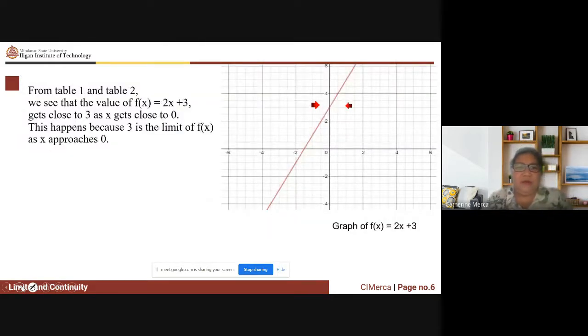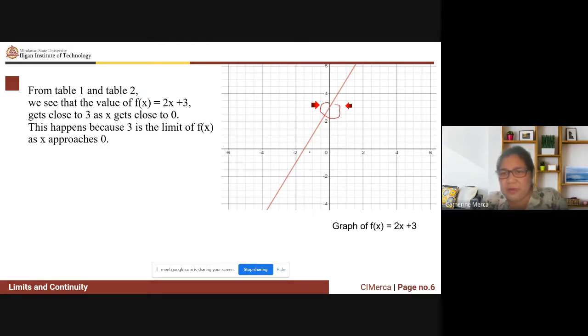Okay. So from this table, we see that the value of f of x equals 2x plus 3 gets close to 3 as x gets close to 0. This happens because 3 is actually the limit of the function as x approaches 0. Take a look at this one, this value here, with our pen.